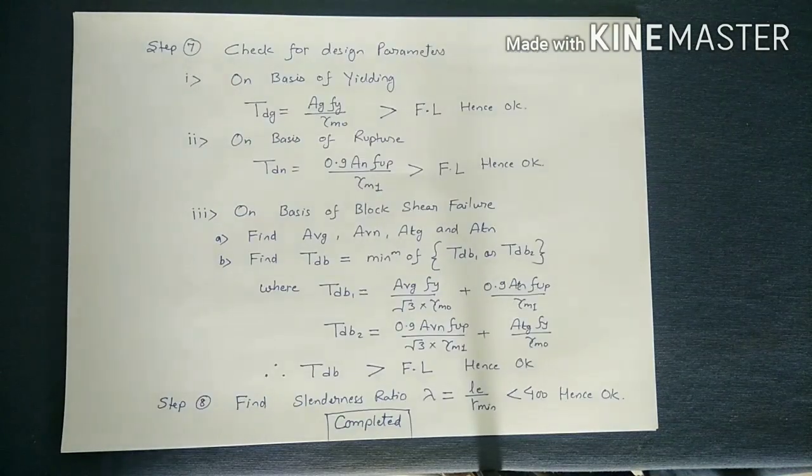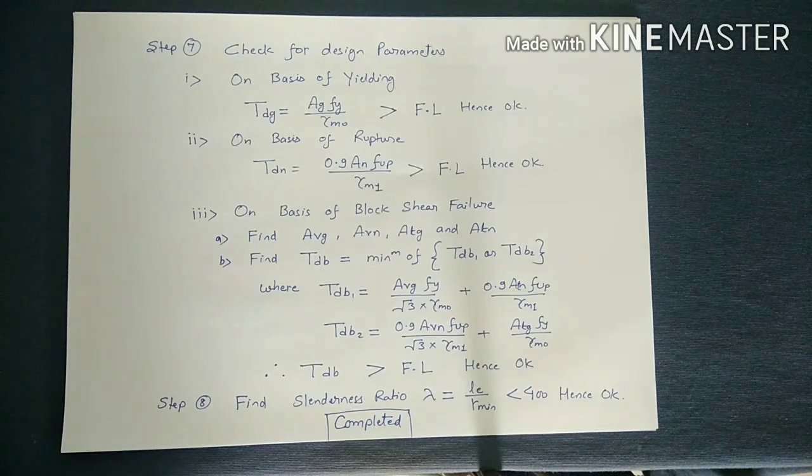Step number 7. Check for design parameters. As we know that tension member has 3 main design parameters, that is your strength in yielding, strength in rupture and strength in block shear failure. So on the basis of yielding, you have to check that TDG will be equal to gross area into Fy upon gamma m0 and it should always be greater than factor load. If this situation is satisfied, then it is hence okay.